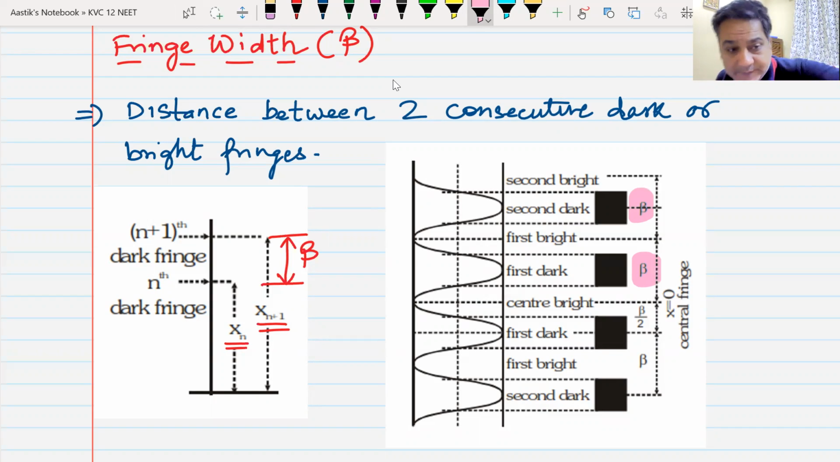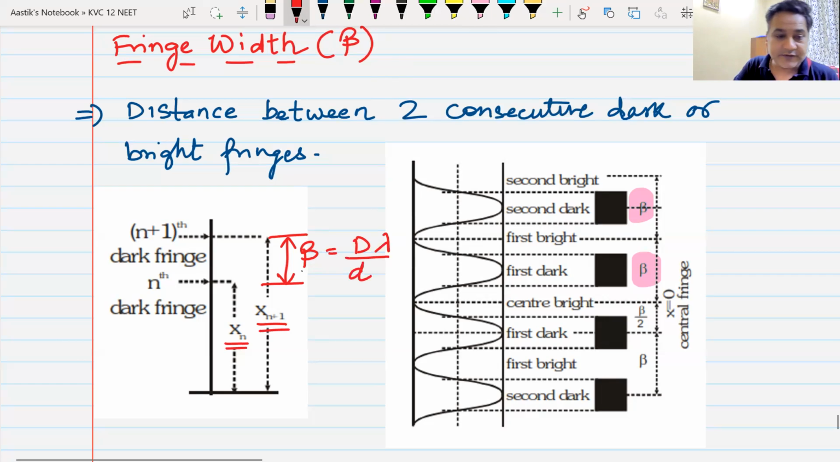Yes, sir. Beta, the distance between two consecutive dark or two consecutive bright fringes. And what will I do? From n plus 1, I will subtract n, or from n, I will subtract n minus 1. We already have the formula. I don't have to go into that formula. I will straight away give you the answer, and the fringe width is equal to capital D by small d into lambda. That is your fringe width, my dear friends.